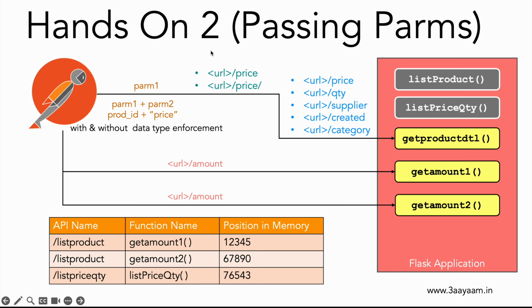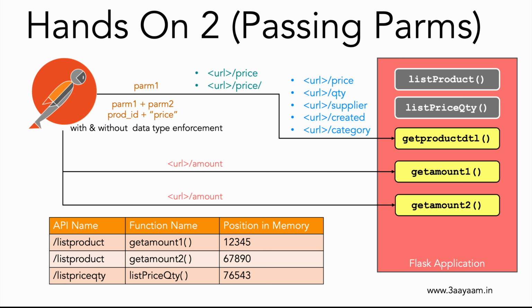Part 2 of hands-on 2 is also done. Now let's go to part 3, and this would be a little bit more interesting. What we are going to do here is that we'll be using multiple URLs, and we'll map all these URLs to the same Python function. We'll not change the Python function.